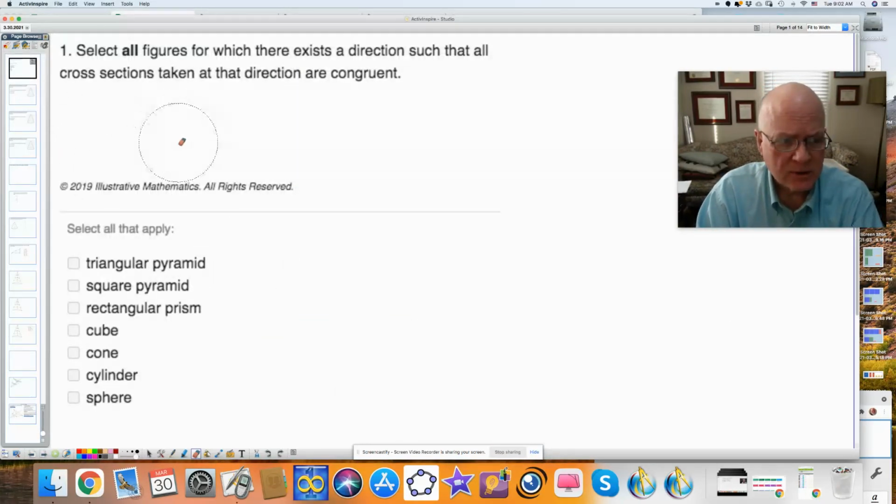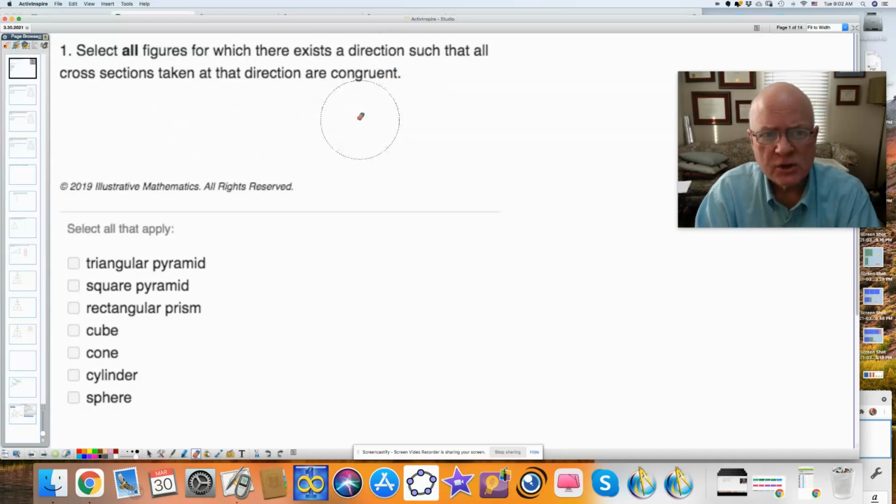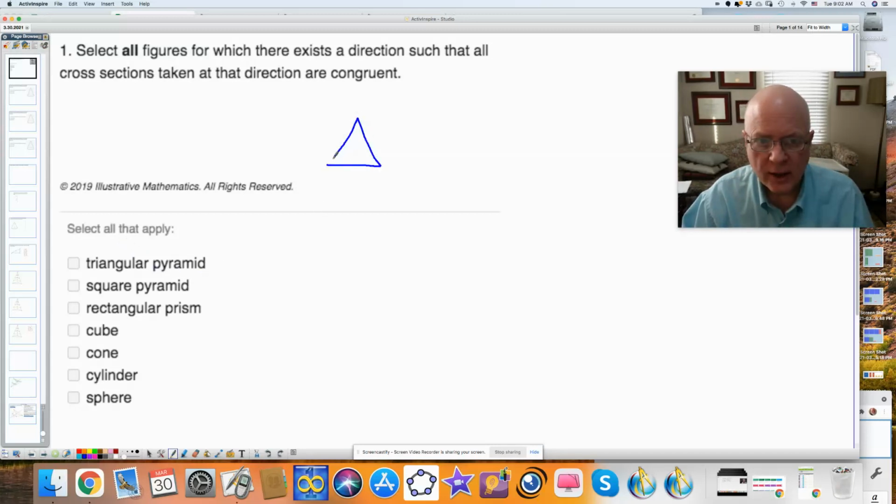To begin with, select all figures for which there exists a direction such that all cross sections taken at that direction are congruent. If we have a triangular pyramid, I would draw that by drawing a triangle, and I'll draw a second triangle over here, kind of to the side. This one doesn't work. There's no way that you could do a cross section in the same direction where they would all be congruent.